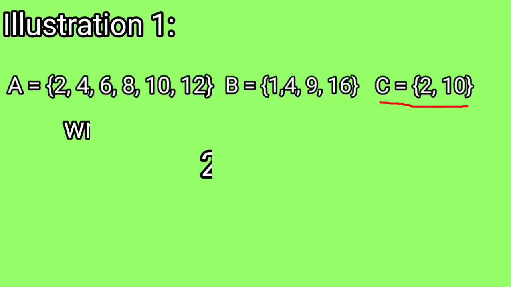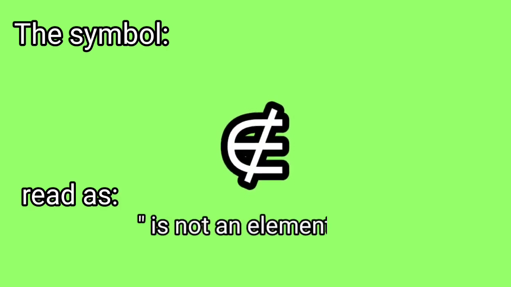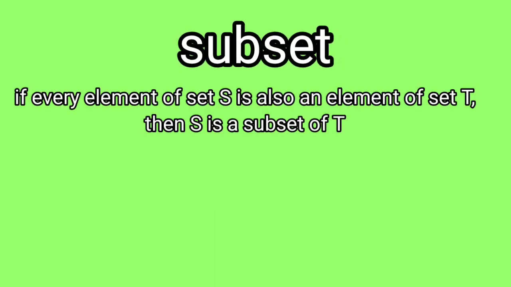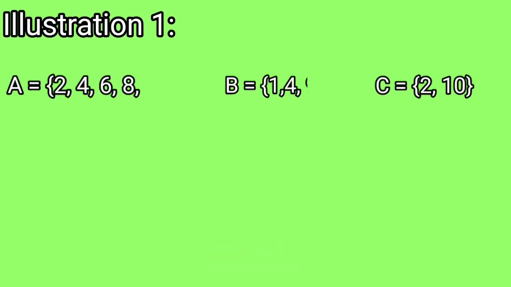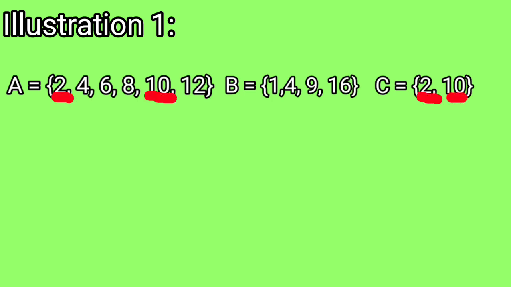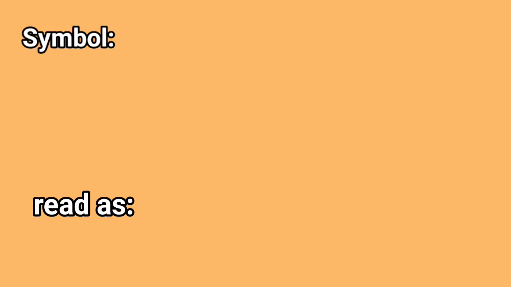The symbol ∈ indicates that a specific element belongs to a set. Hence for the set C of illustration 1 we may write 2 ∈ C, which is read, 2 is an element of C. The notation a, b ∈ S indicates that both a and b are elements of S. The symbol ∉ is read as not an element of. Therefore we read 5 ∉ A as, 5 is not an element of A. If every element of a set S is also an element of a set T, then S is a subset of T, written S ⊆ T. In illustration 1 every element of C is also an element of A, thus C is a subset of A, and we write C ⊆ A. The symbol ⊈ is read not a subset of. Thus we may write B ⊈ A.